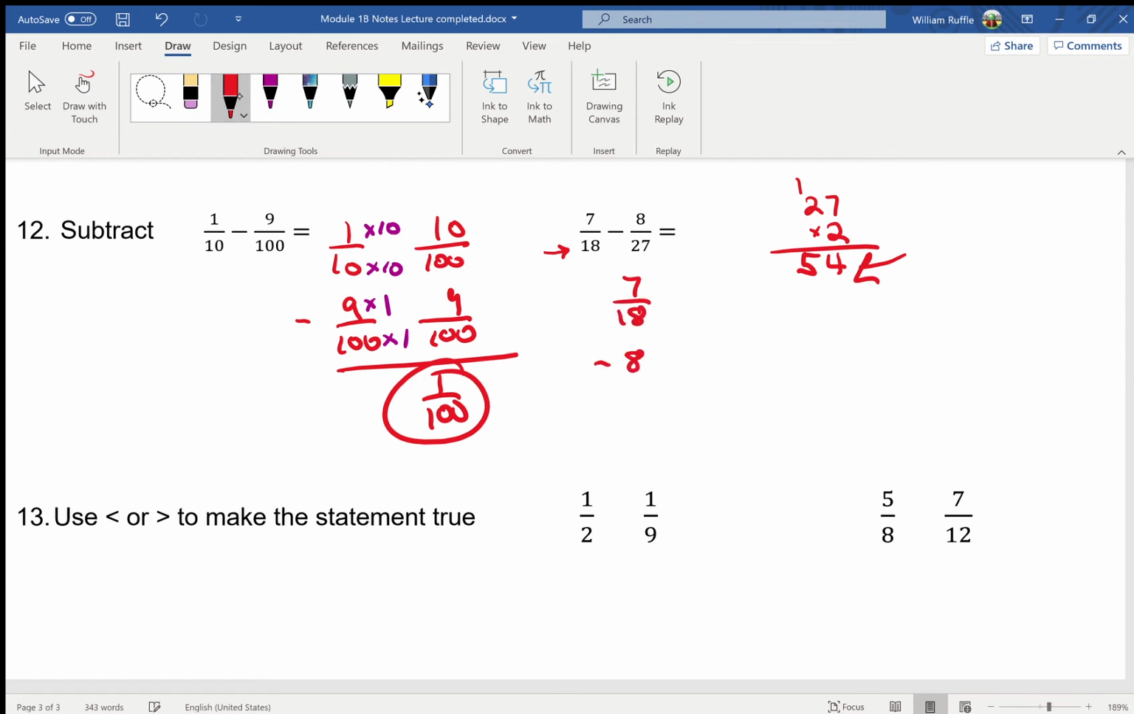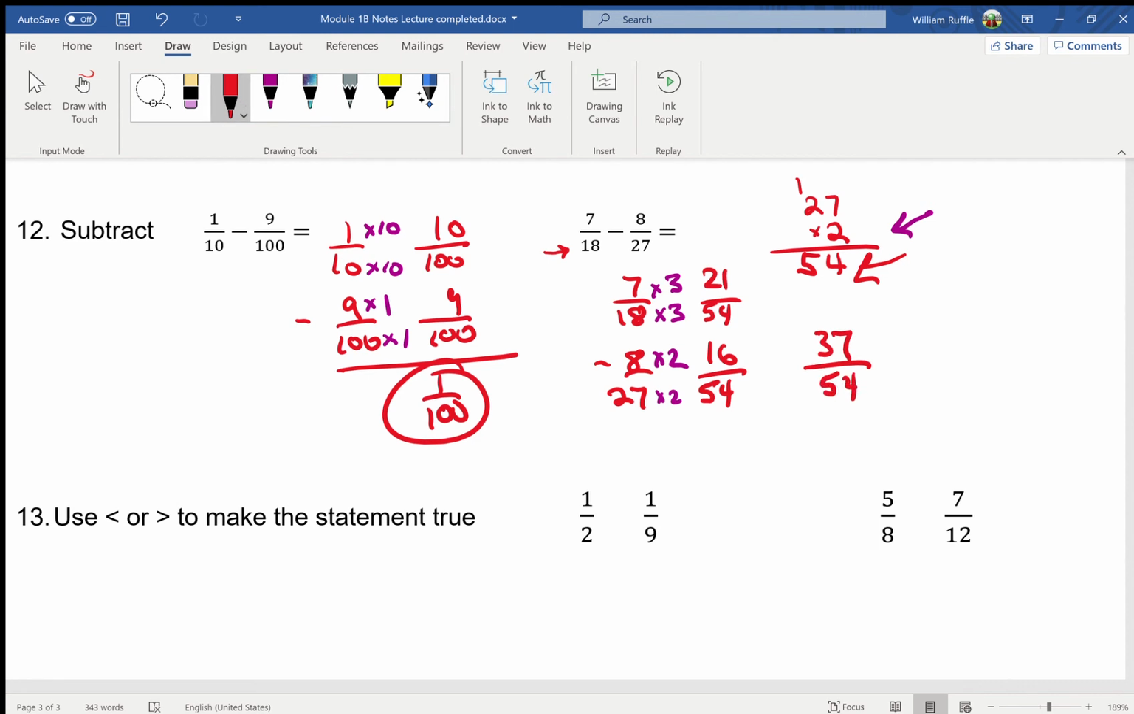7/18 minus 8/27. 54 is my common denominator. So I got to multiply this one by 3 by looking at my chart. And so that'll give me 21. And then 27 times what is 54? Well, I did it right there. So 27 times 2. So that's 16. I add them up together, I get 37 over 54.